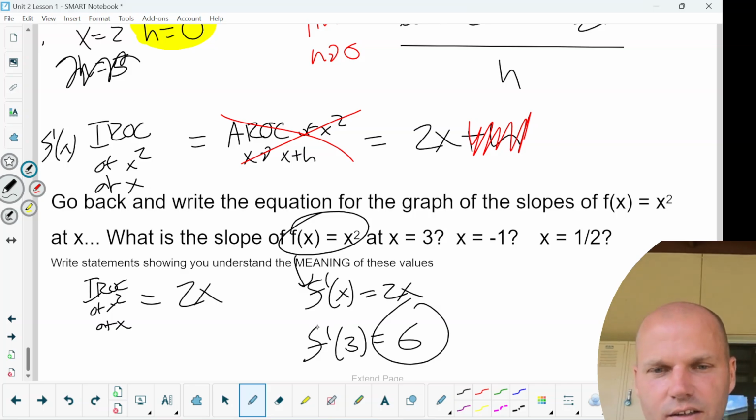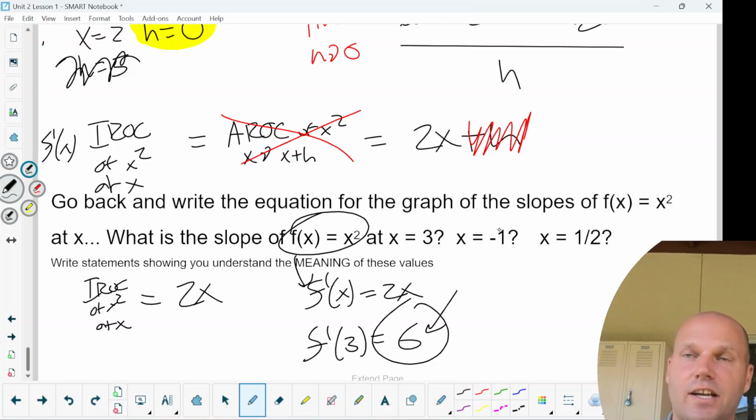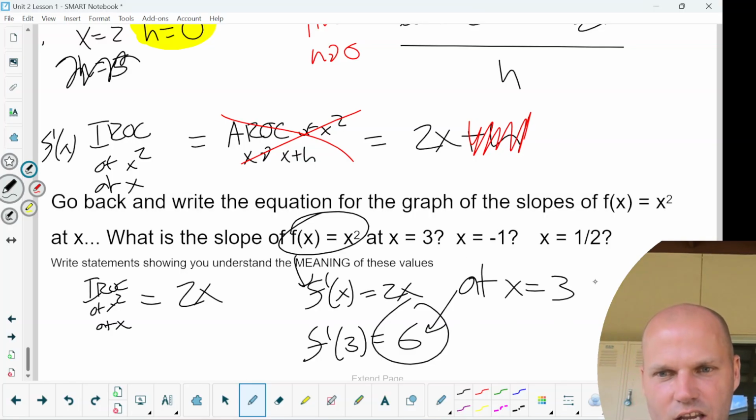What does this value mean? Now we have interpretations, we have statements. We used to say on average, the function was increasing this many y's per x over the interval from this to this. Now we get to say at x equals 3, my function is increasing 6 y's per x.